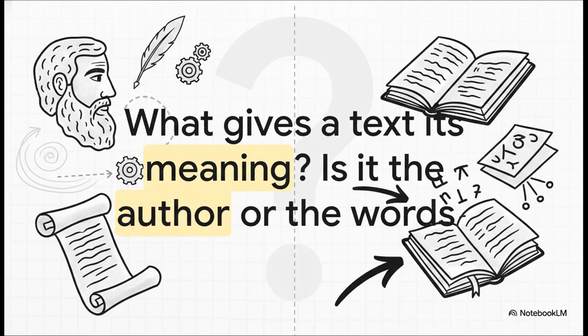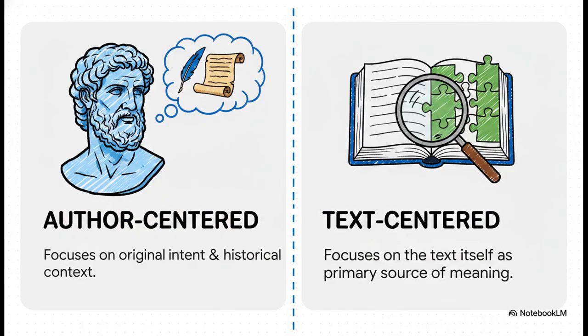But then, there was this huge shift in thinking. People started moving away from trying to get inside an author's head and started focusing on the text itself as the main source of meaning. So this shift basically split things into two main camps. You have the classic author-centered approach, which is all about history and what the author meant to say. And then you have this more modern text-centered approach, which treats the text like a self-contained puzzle.